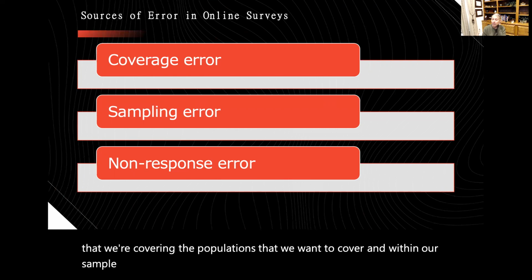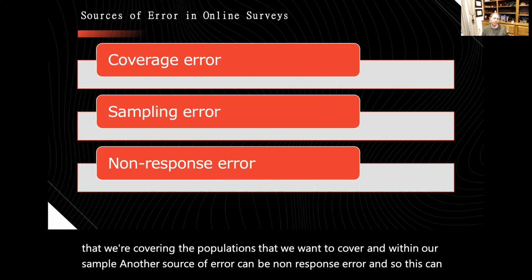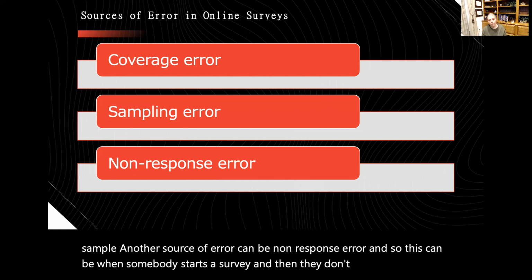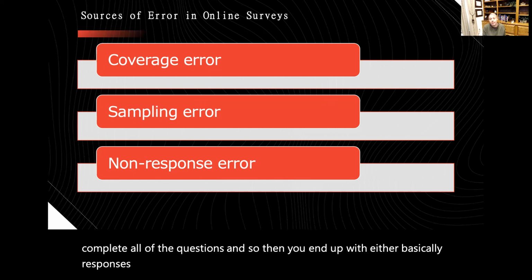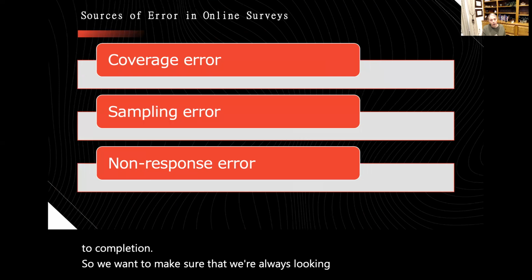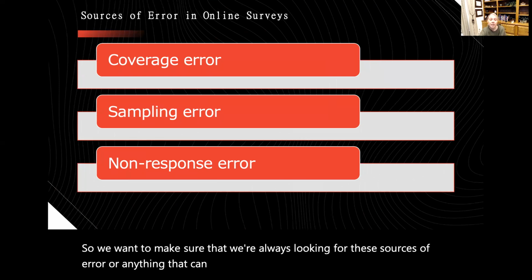Another source of error can be non-response error. This can be when somebody starts a survey and then doesn't finish it, they don't complete all of the questions. And so you end up with responses that you can't use because the surveys have not been filled out to completion. So we want to make sure that we're always looking for these sources of error or anything that can bias the data when we're collecting online information.